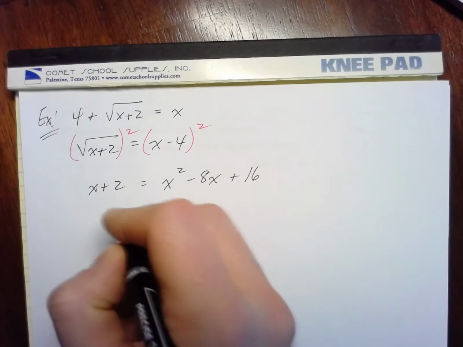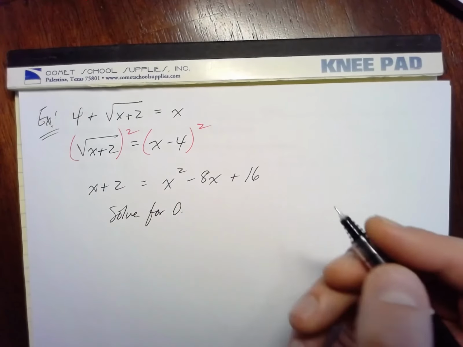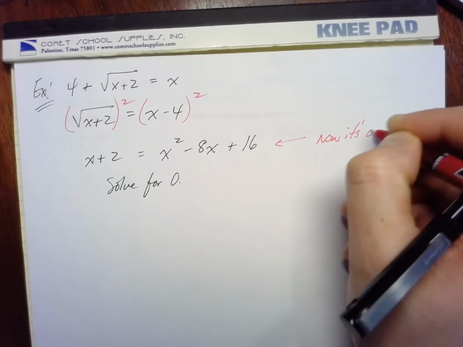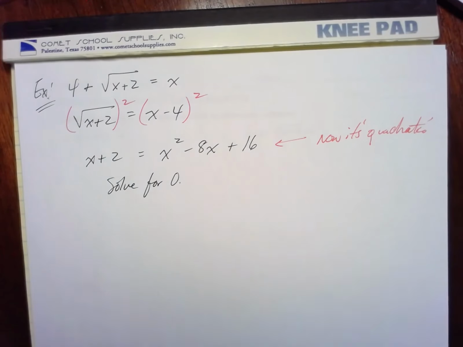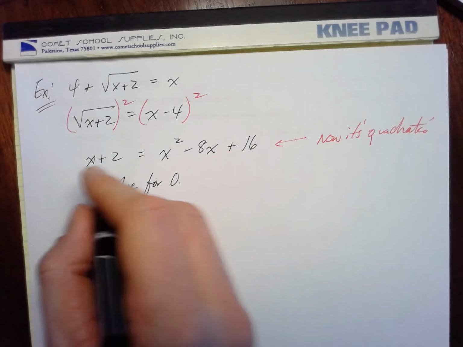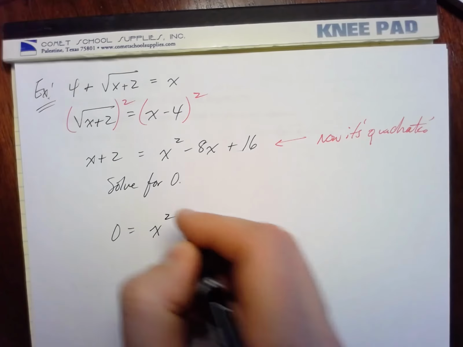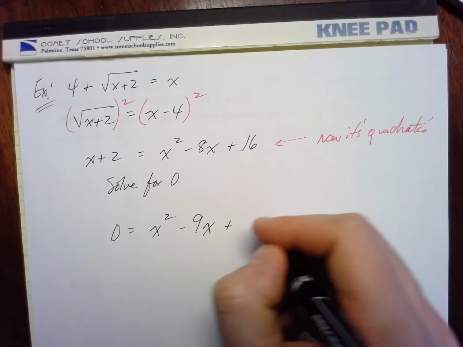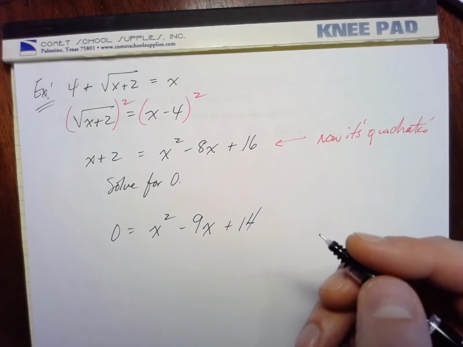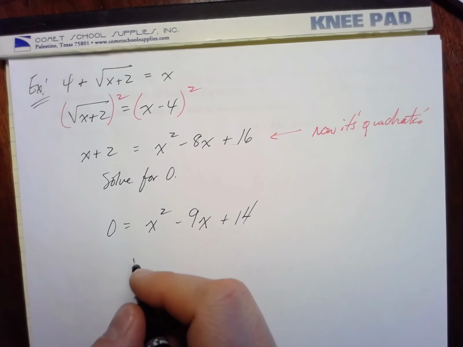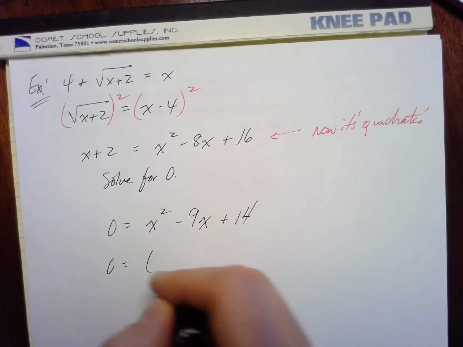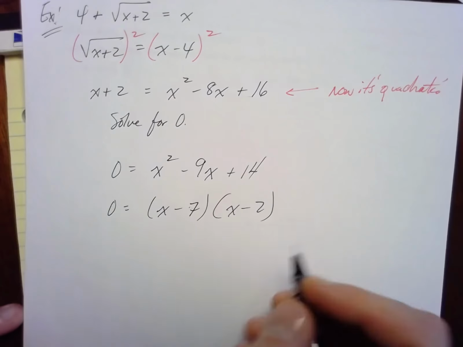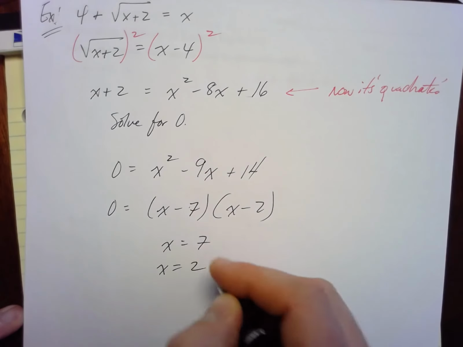Now let's solve for 0, because now we do have a quadratic. Notice this is a quadratic. I'm going to collect the terms over on the right hand side, so we're going to have minus 9x plus 14. I notice this is easily factorable by x minus 7 and x minus 2. So that means x equals 7 and x equals 2.